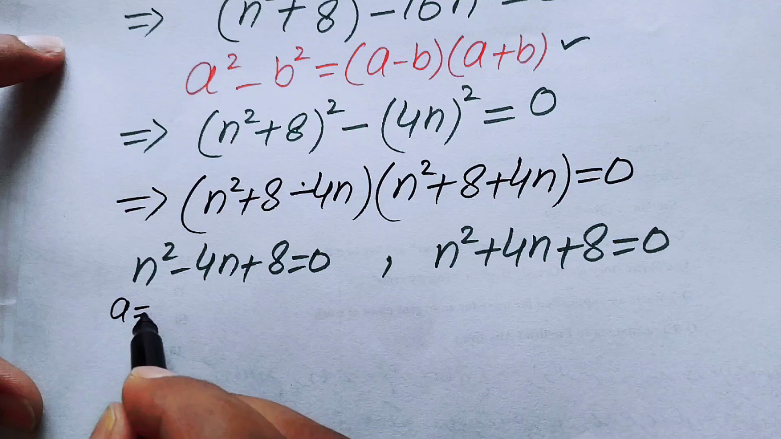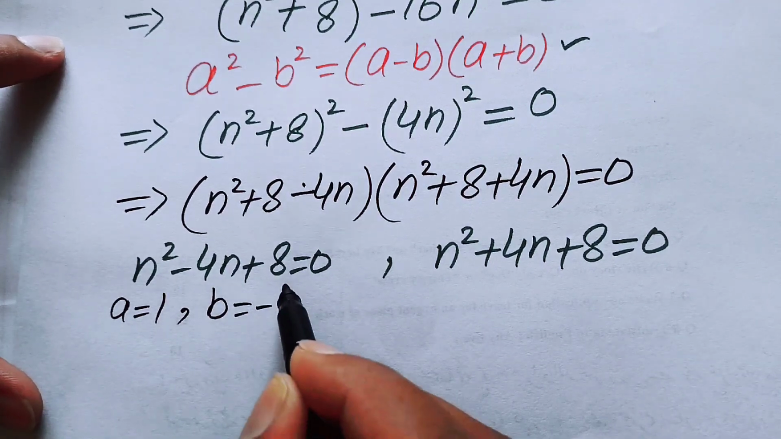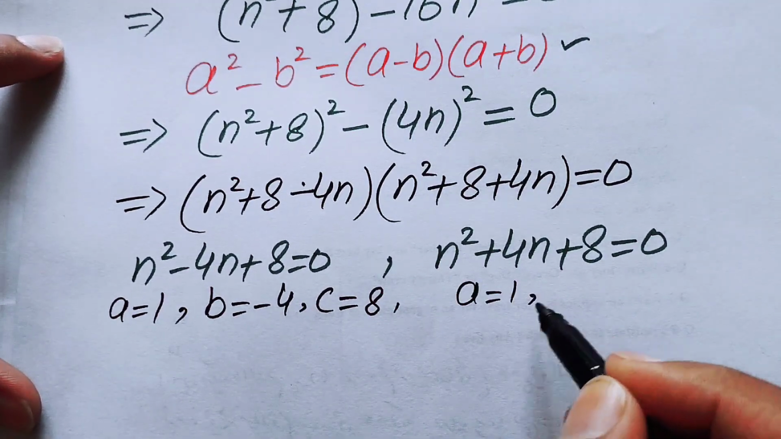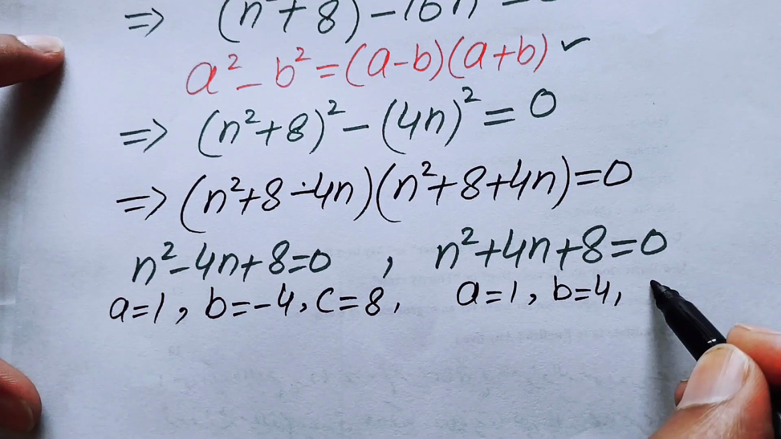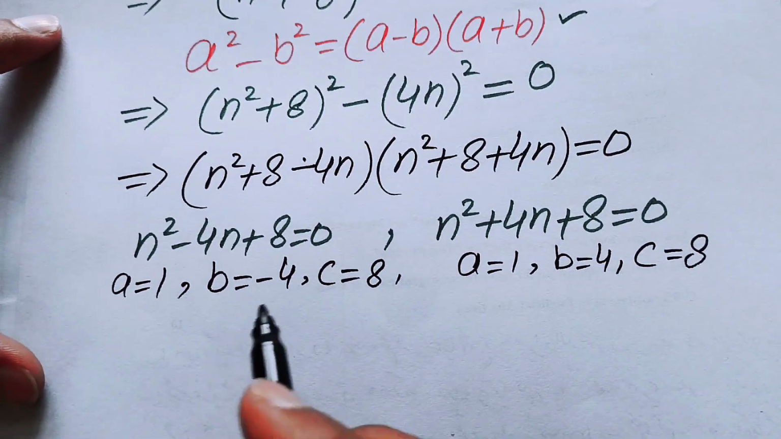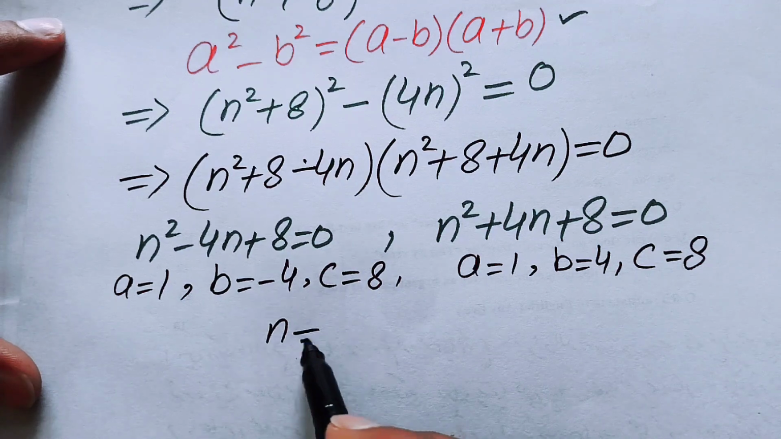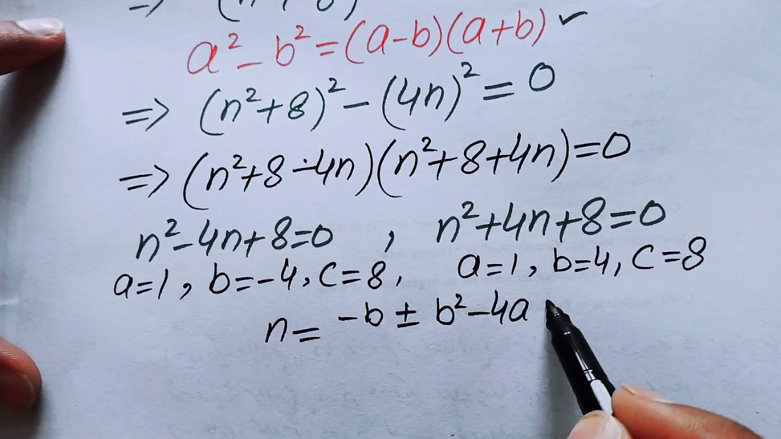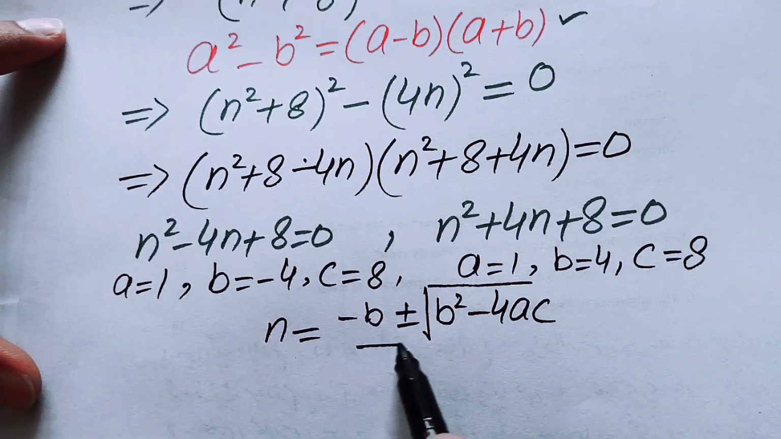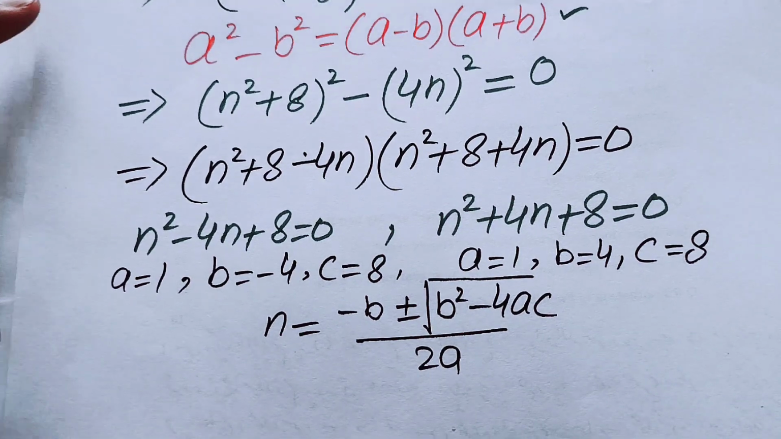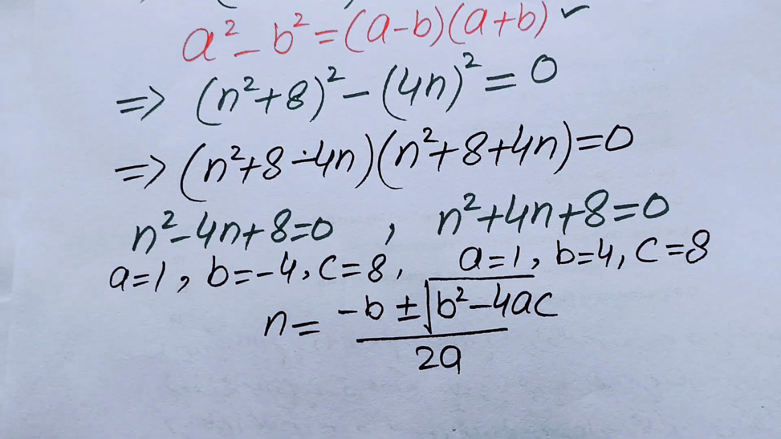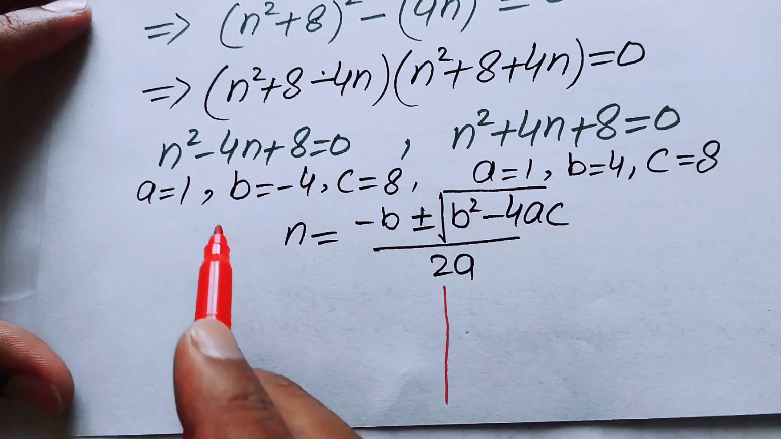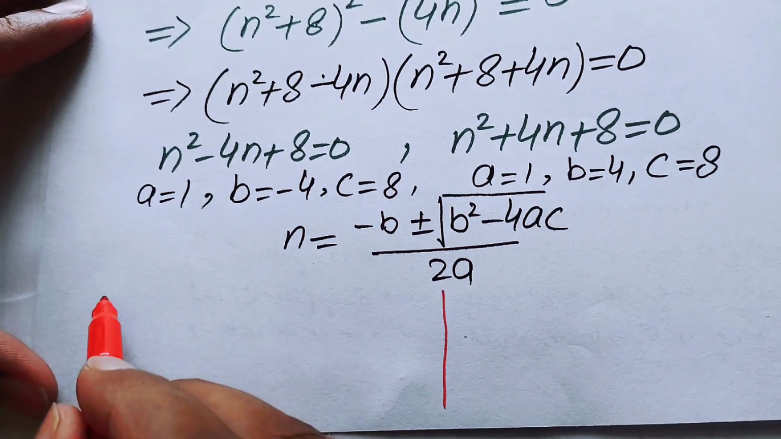Here you see that a is equal to 1, b is equal to minus 4, and c is equal to 8. Similarly, here you have a is equal to 1, b is equal to 4, and c is equal to 8. And the quadratic formula is n is equal to minus b plus minus the square root of b squared minus 4ac, over 2a. Now I can put all the values of a, b and c in this quadratic formula, so first I can solve this case.